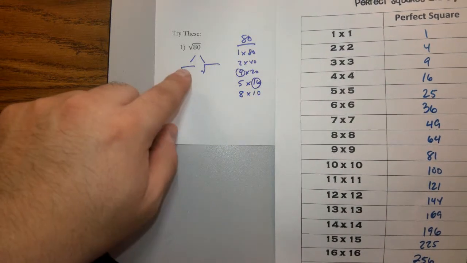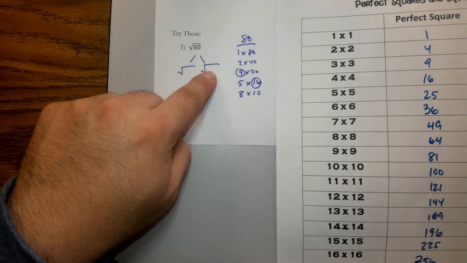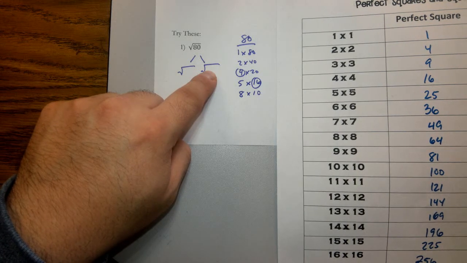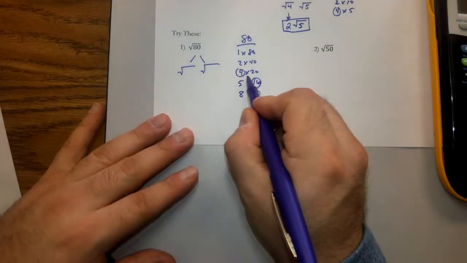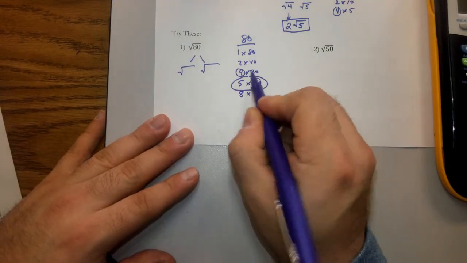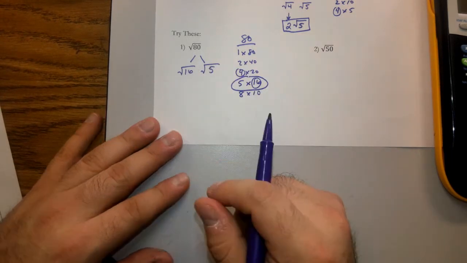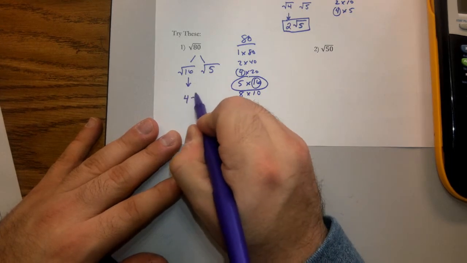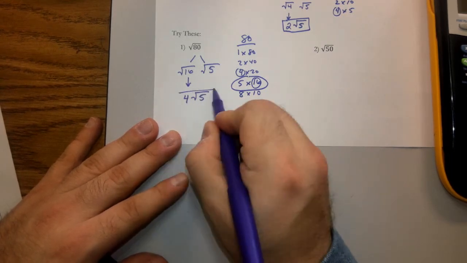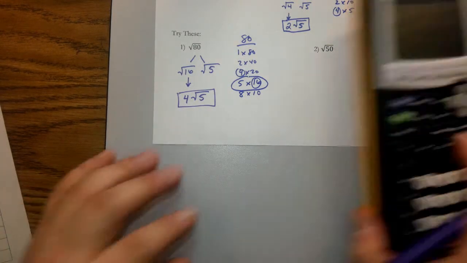So what I like to do is put the perfect square in the first radical and the other number that's not a perfect square into the second radical. So we're using 5 and 16. These are the two numbers that we'll use that multiply to 80. The perfect square we'll put over here, and the non-perfect square will go over there. And then we know that the square root of 16 is 4, so this will be 4 radical 5. And that's it.